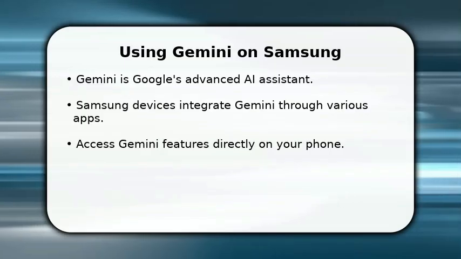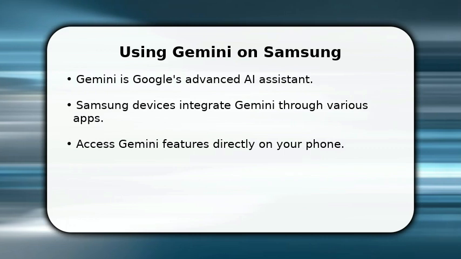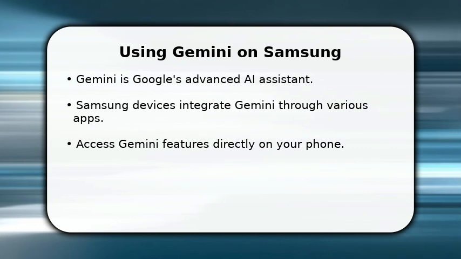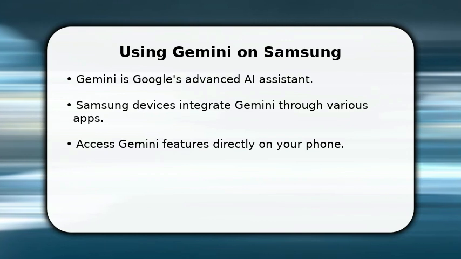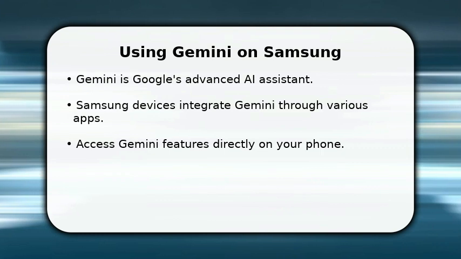In this video, I will explain how to use Gemini on Samsung devices. Gemini, Google's advanced AI assistant, is integrated into your Samsung phone through various existing applications and features. You don't need a separate app to start using its powerful capabilities. We'll explore how to access these tools directly on your device, making your daily tasks easier and more efficient. Get ready to unlock the full potential of AI on your Samsung.